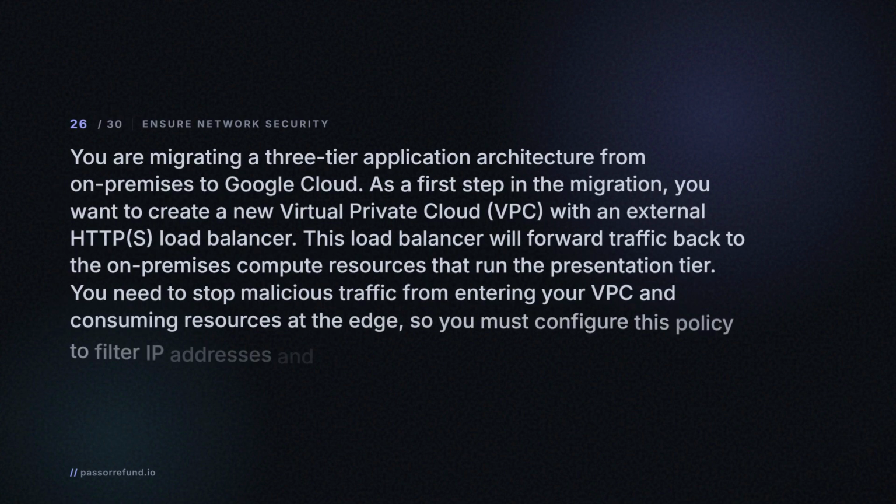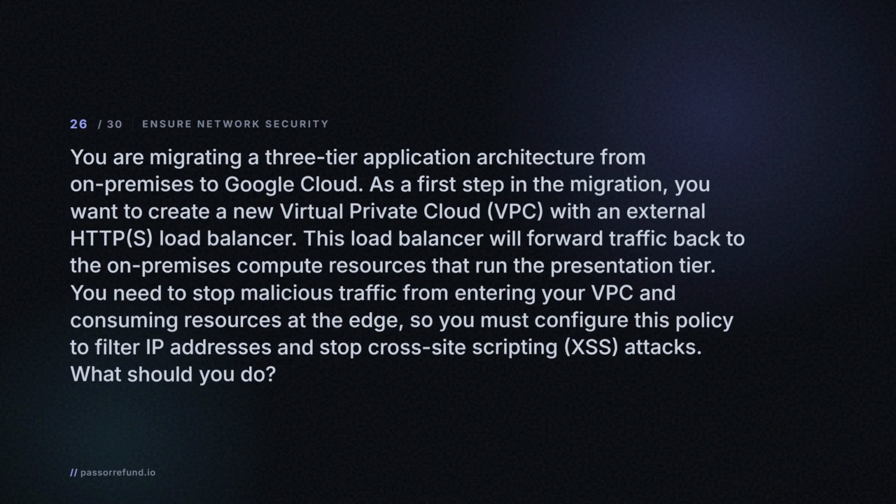Okay, so let's think about this. You're moving a 3-tier app from your own servers to Google Cloud. The very first thing you need to do is set up a new virtual private cloud, VPC, with an external HTTPS load balancer. This load balancer will send traffic back to your on-premises machines that are running the front-end part of the application. You really need to block bad traffic from getting into your VPC and wasting resources at the edge. So, you have to set up a policy to filter IP addresses and stop cross-site scripting, XSS, attacks. What's the best way to do that?